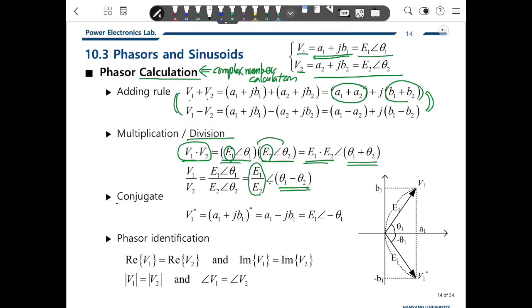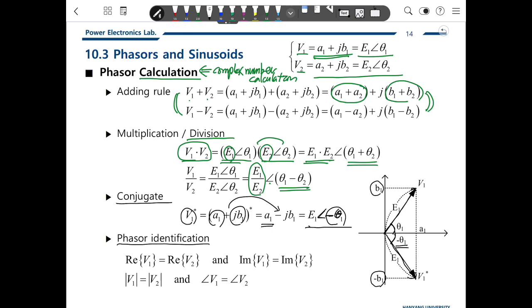Another thing is the conjugate. Conjugate means the real part has the same sign, but the imaginary part has the opposite sign. When you express the conjugate in polar form, theta is different. This is V1. When you conjugate V1, the imaginary part B1 becomes minus. In polar form, that means theta 1 becomes minus theta 1, so the polar form is E1 with the phase sign different.